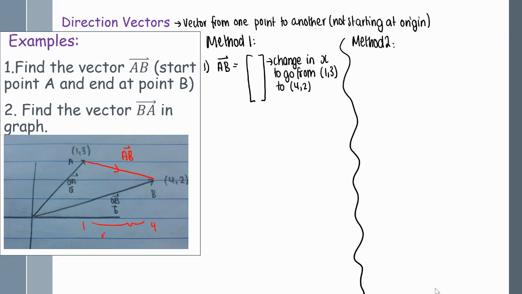If we look at our diagram, we see that if I start at A, I'll need to go 3 units to the right to get from x equals 1 to x equals 4. So my first component in my vector is 3, and it's positive because I'm moving right. Again, to look at the second component, we just look at the change in y. So how much do I have to move and in what direction to go from y equals 3 at A to y equals 2 at B? And of course, I'm moving down 1, so that will be a negative component of value 1.